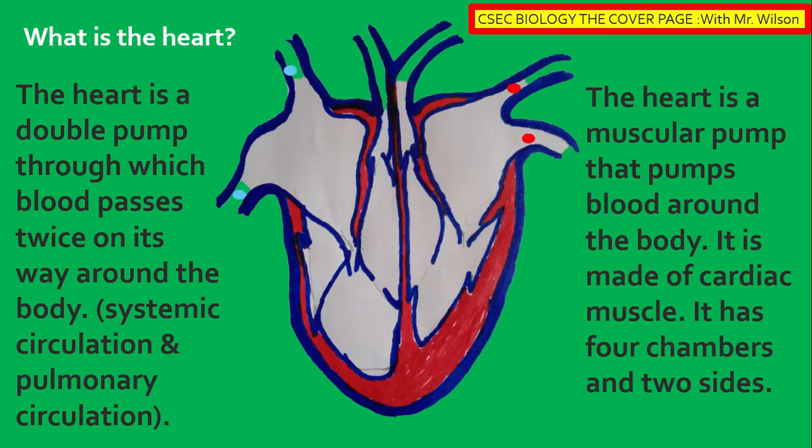Very important to note. The heart is a double pump through which blood passes twice on its way around the body. This gives rise to the systemic circulation and pulmonary circulation.